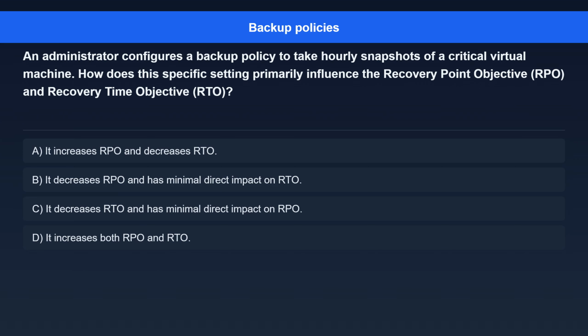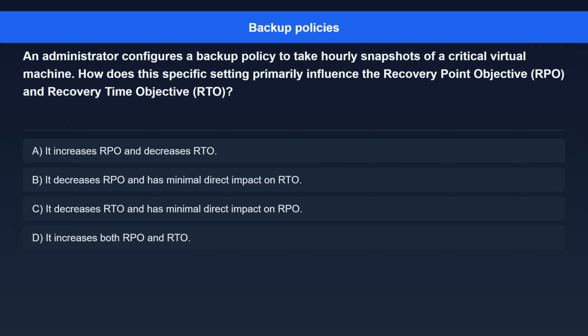Question 6. An administrator configures a backup policy to take hourly snapshots of a critical virtual machine. How does this specific setting primarily influence the recovery point objective, RPO, and recovery time objective, RTO?